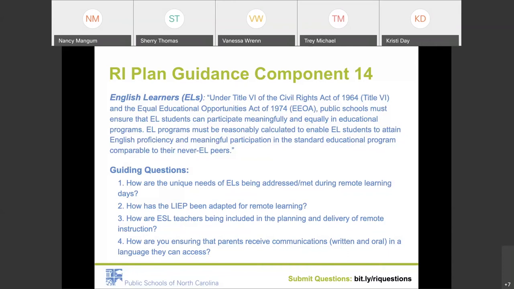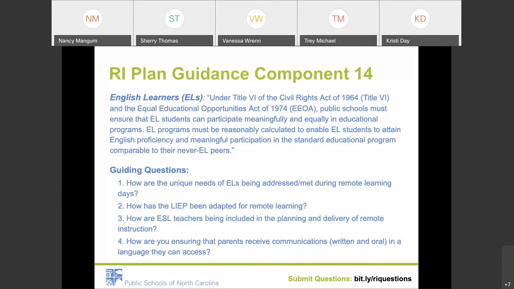You know, when we went into remote learning in the spring, teachers worked so tirelessly to make sure that English learners had what they need and that they were able to access the content. We definitely recommend, as you're going through and thinking about these guiding questions, that you connect with and talk with your EL coordinator and teacher leaders in your district about what they saw in the spring and how they can inform this plan. You also want to think about the LIEP and how that can be adapted during remote and blended learning.